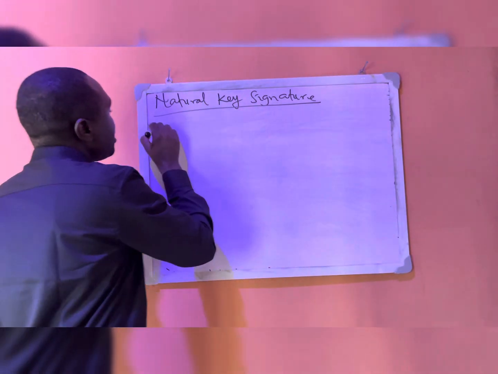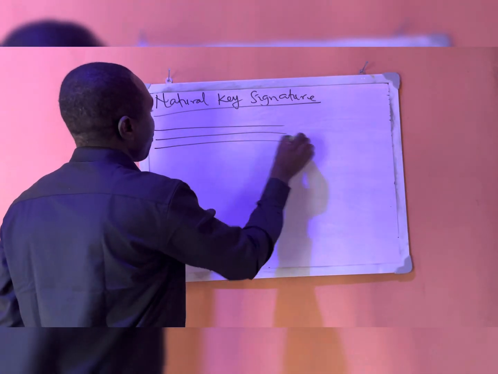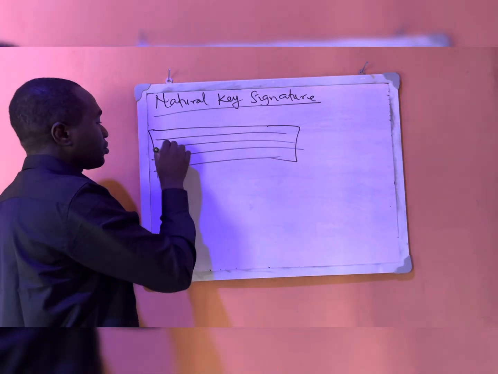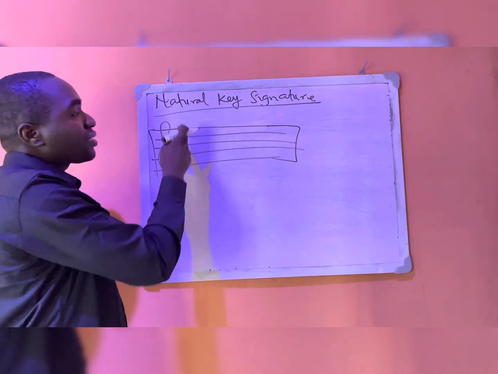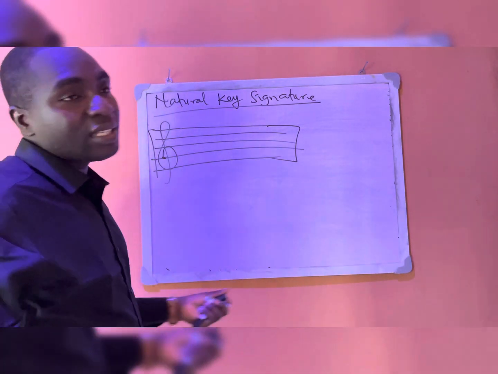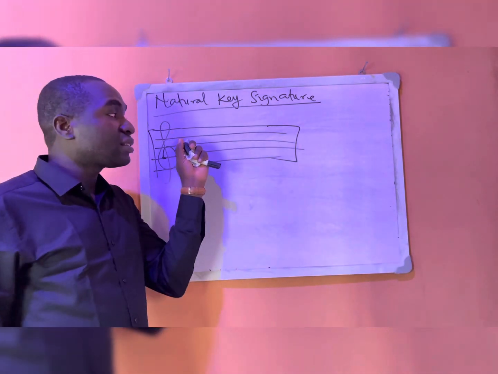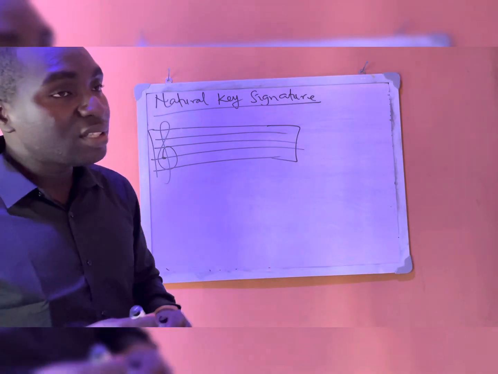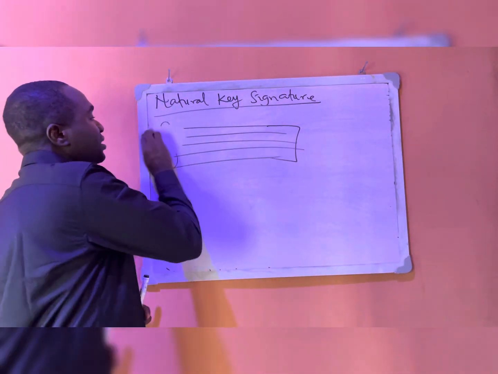So once you see a staff that has no sharp or flat, the key of that song is key C natural. So it doesn't have a flat or a sharp. That's key C natural. So that's about key signature. Finally, let's look at accidentals.